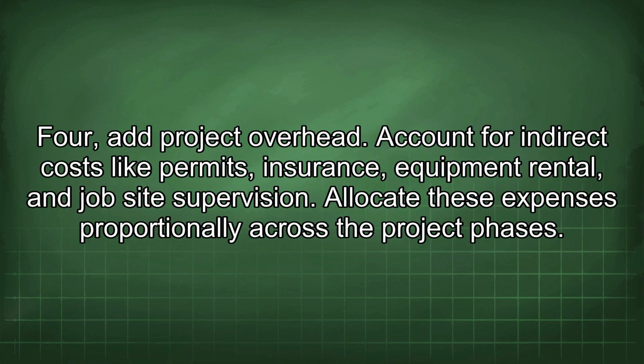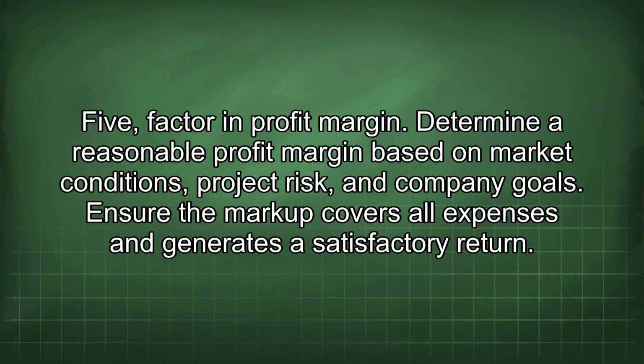4. Add project overhead. Account for indirect costs like permits, insurance, equipment rental, and job site supervision. Allocate these expenses proportionally across the project phases. 5. Factor in profit margin. Determine a reasonable profit margin based on market conditions, project risk, and company goals. Ensure the markup covers all expenses and generates a satisfactory return.